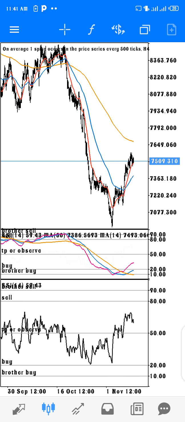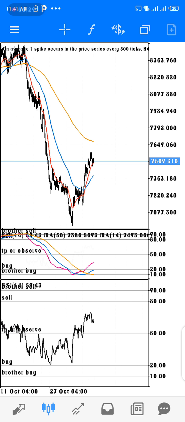My network is not good, so let me just turn it off. How does this indicator work?